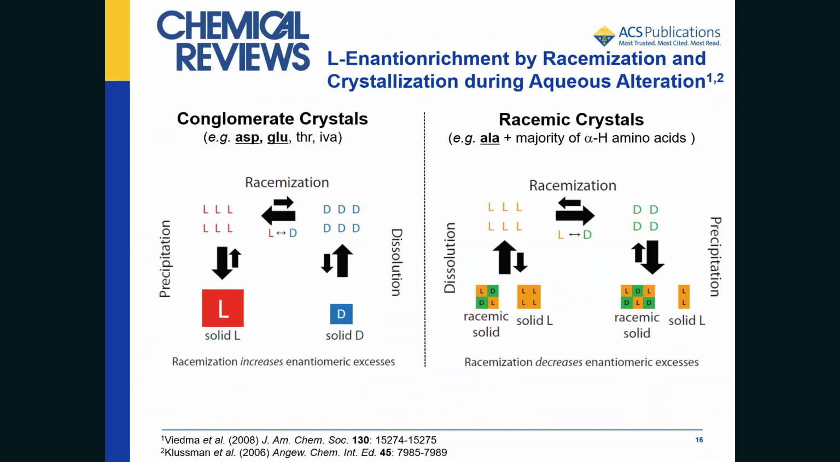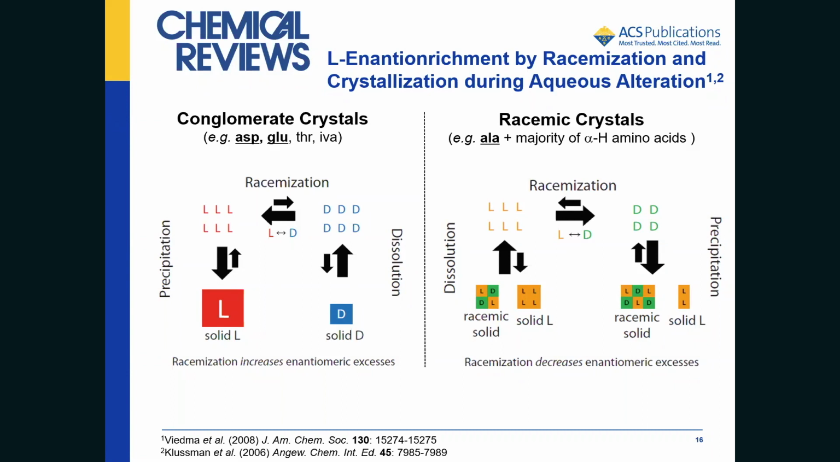So Wiedemann and Klussmann back in 2006 and 2008 showed through laboratory experiments that just crystallizing amino acids from solution can amplify them. So you have these conglomerate crystals shown on the left, which would include aspartic acid, glutamic acid, threonine, and isovaline. And through multiple episodes of dissolution and precipitation forming these crystals, coupled with racemization, so you do need to convert the two, you can actually build up solid L crystals over right-handed forms through this process of conglomerate crystallization. So this is pretty interesting.